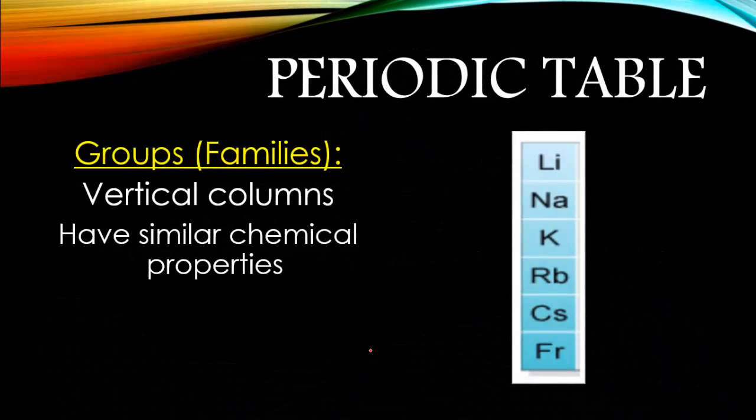So looking at the periodic table. In the periodic table, you will find groups, often called families. These are your vertical columns. For example, this would be group 1. If it doesn't have a group name, it's got a family name, like the carbon family if we were looking at the carbon column. These are our vertical columns, and they all have similar chemical properties. That's what's going to make them unique.